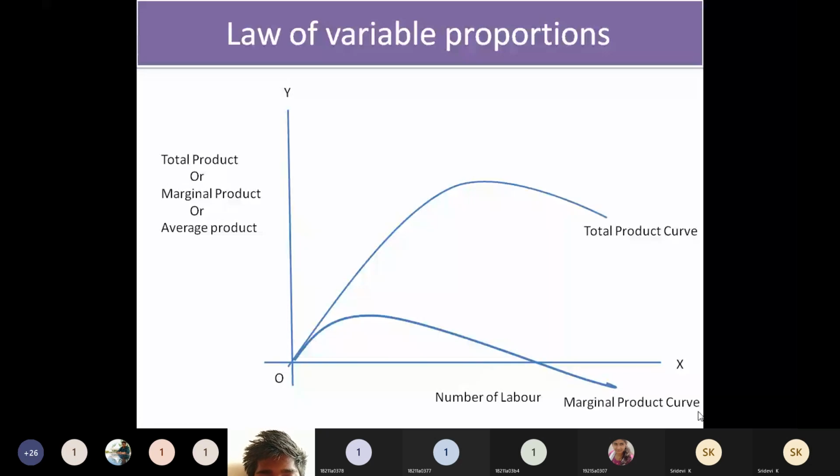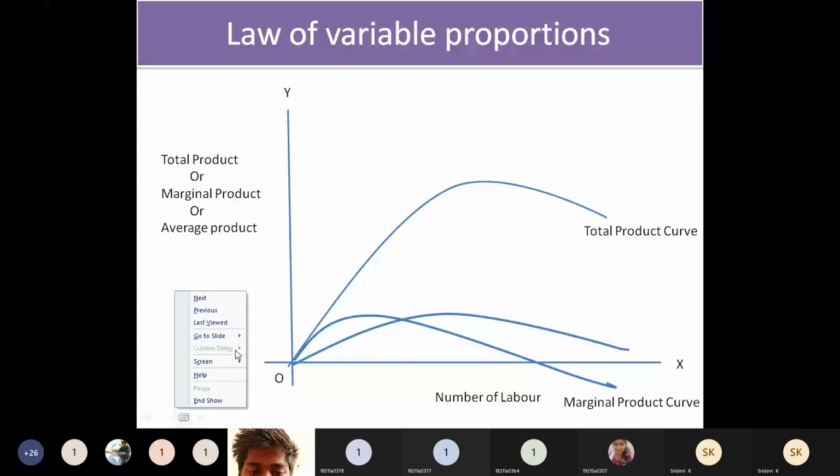And the average product curve. The average product curve is flowing below this marginal curve. You must keep in mind that when it is increasing, the marginal curve is above the average curve. So this will flow from below, like this. It will touch the marginal product curve and then start decreasing. It won't touch the x-axis, but it will be near the x-axis. Why is this like this?